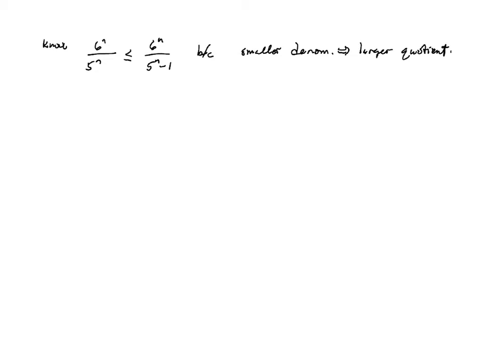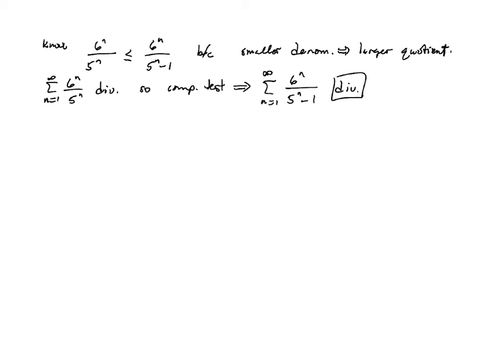So in summary, the fact that the summation n equals 1 to infinity of 6 to the n over 5 to the n diverges, so the comparison test tells us that the summation n equals 1 to infinity of 6 to the n over 5 to the n minus 1 also diverges.